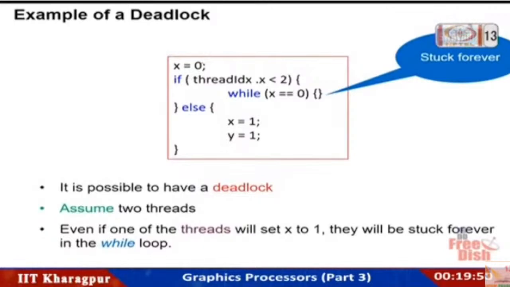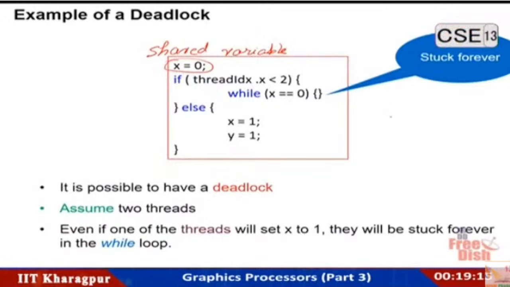So assume that we have code like this. Let's assume that we take an internal variable x and initialize it to 0. So this is a per thread variable. No, I'm sorry, this is a shared variable, and it's not a per thread variable. It's initialized to 0.